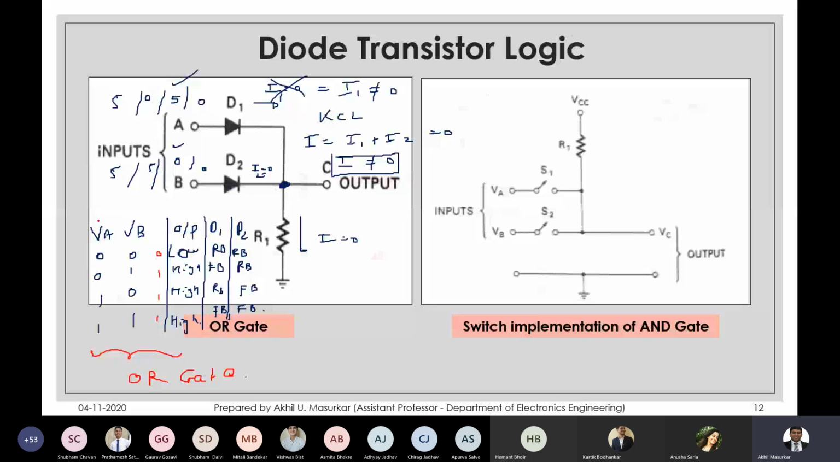So you can just note this table that I have drawn: VA, VB, output, D1, D2. I think that should be sufficient.